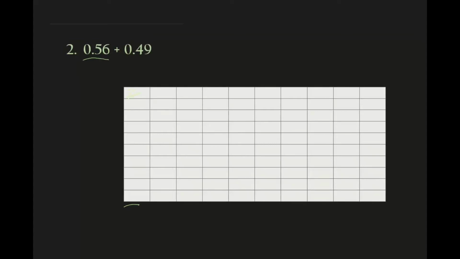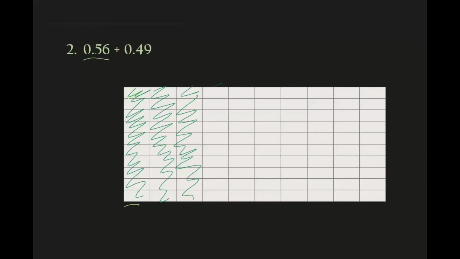So let's do that. One second. So we have 1, 2, 3, 4, 5. You can color it completely if you want, but I'm just going to do this because I want to show you fast. Then we have 6 in our hundredths place. So that means we're going to shade 6 of the single blocks. So we have 1, 2, 3, 4, 5, 6.